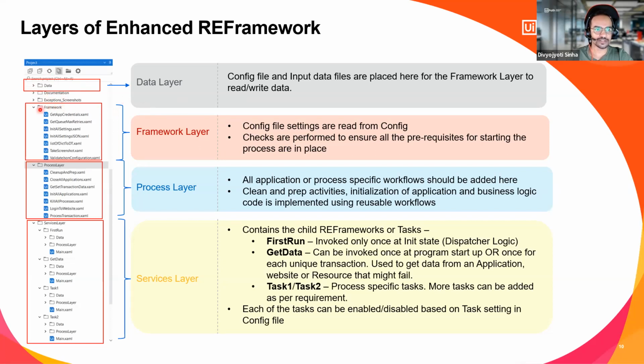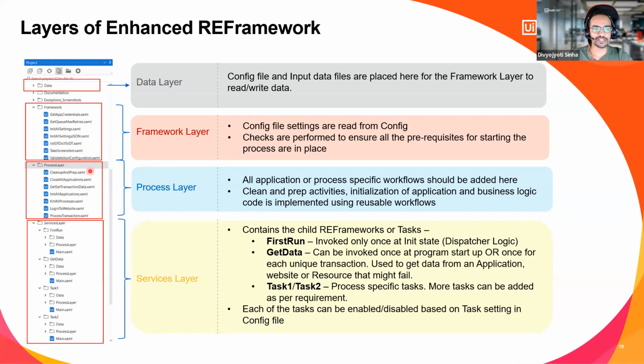Next one is the framework layer. The framework layer basically talks about each of the functionalities of the framework. You can well understand get credentials, get queue max retries, init all settings, which is basically reading from config. You are validating the JSON configurations, list of dictionary to data table, taking screenshot. All these are framework related components, right? So in case of exception, the take screenshot activity will be triggered. In case of initialization, you are going to trigger the init all XAMLs, right? So these are all framework components and come under the framework layer.